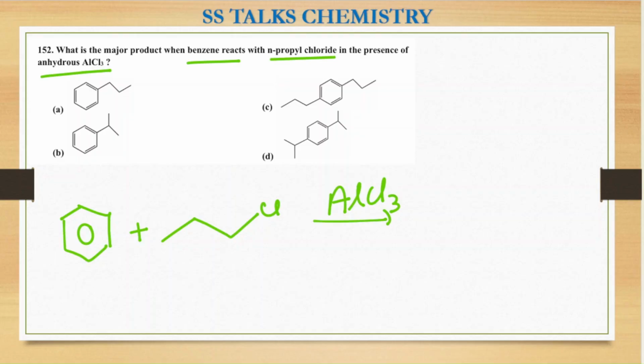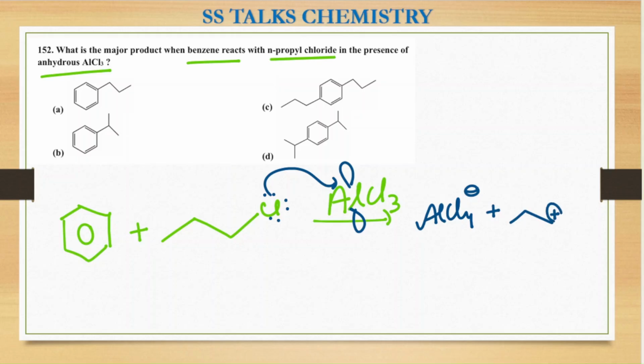In the first step, the chlorine that bears the lone pair of electrons donates electron density to the vacant p orbital of the Lewis acid. So you will get the generation of the electrophile: AlCl4 negative will be formed, along with a 1, 2, 3 carbocation species formed over here.